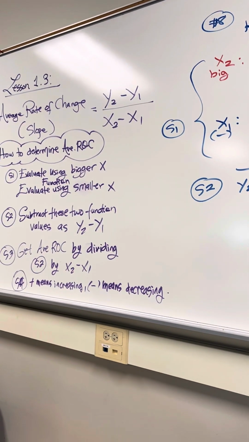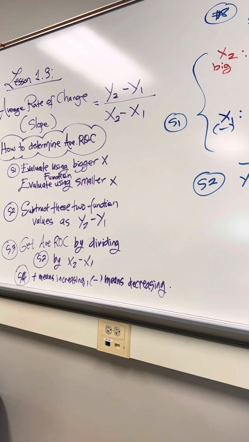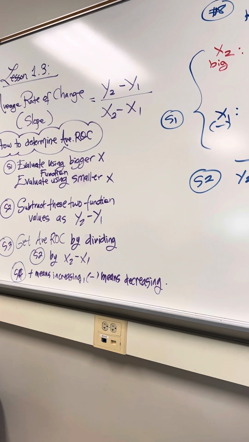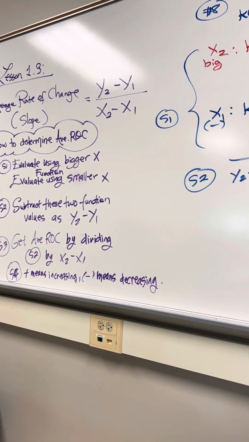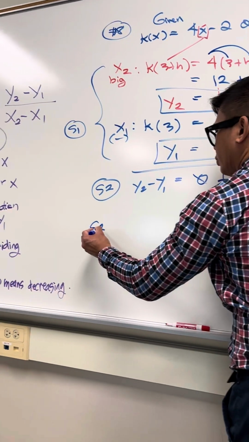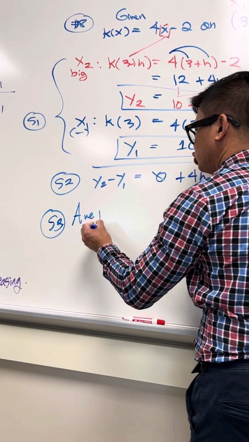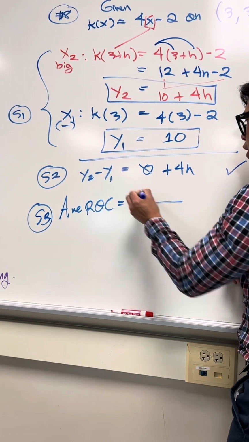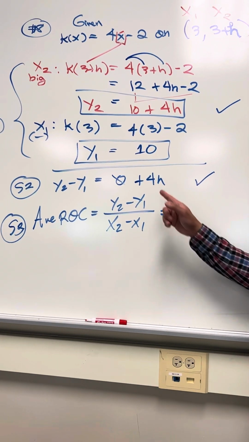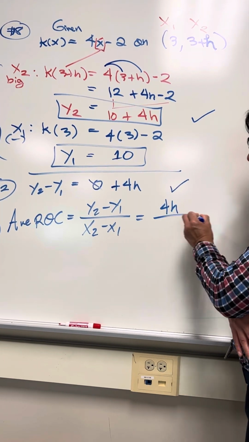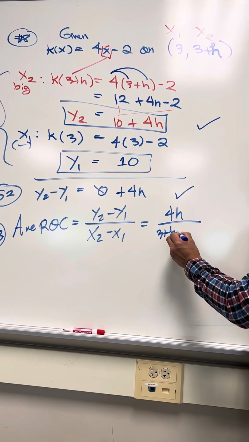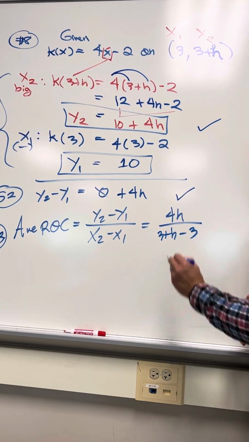All right, let's read our step number 3. Stephanus, what does this say in there? Get the average rate of change by dividing step 2 by x2 minus x1. Thank you. All right, so step number 3, we can get our average rate of change already. And what is that going to be? y2 minus y1 all over x2 minus x1. On top, 4h. Below, x2 minus x1, so that's 3 plus h minus 3.